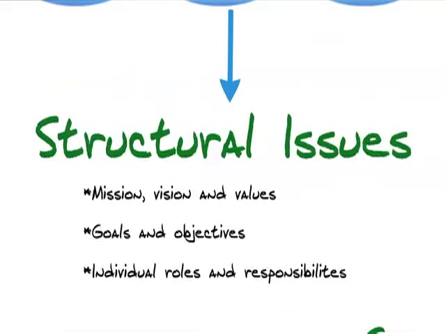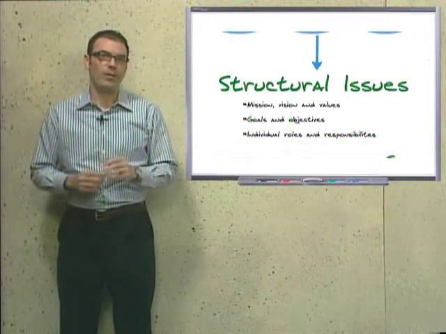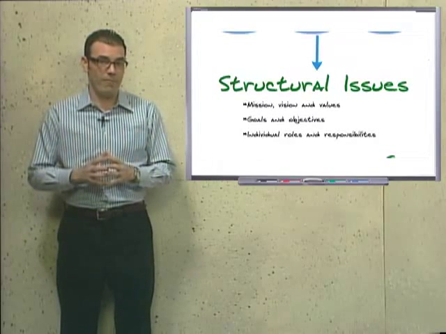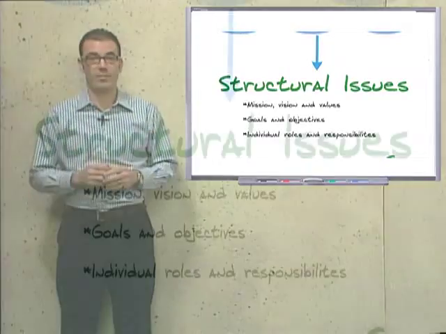Immediately below the surface, we find structural issues. These are the strategies, goals, and roles of the team. This is where you find the organization's mission, vision, and values. You also find specific goals and objectives, as well as individual job descriptions and responsibilities. The question here is whether we have the right structures in place to accomplish our work efficiently and effectively. As you can see, things are very rational and objective at this level.